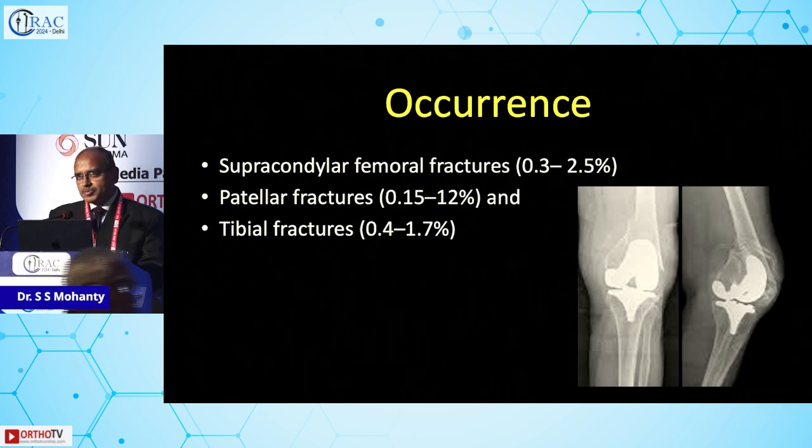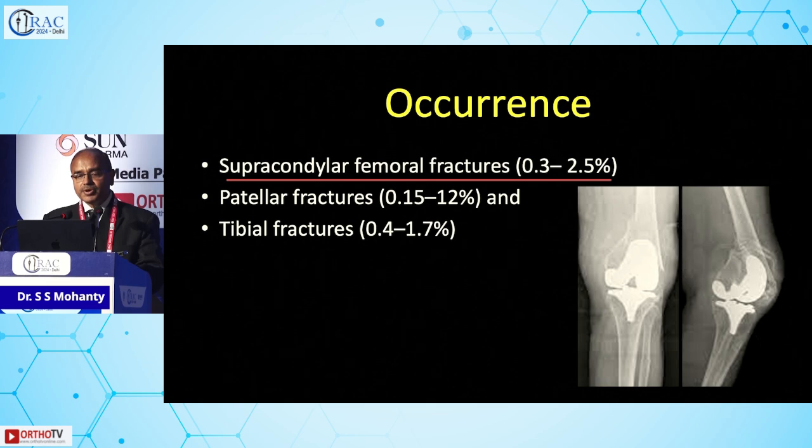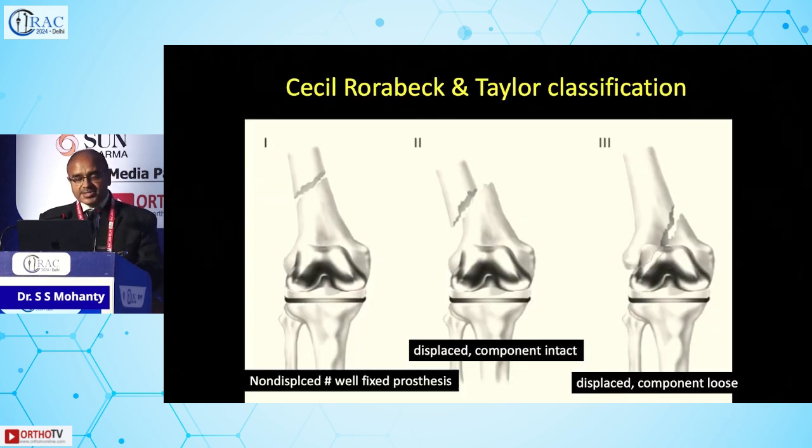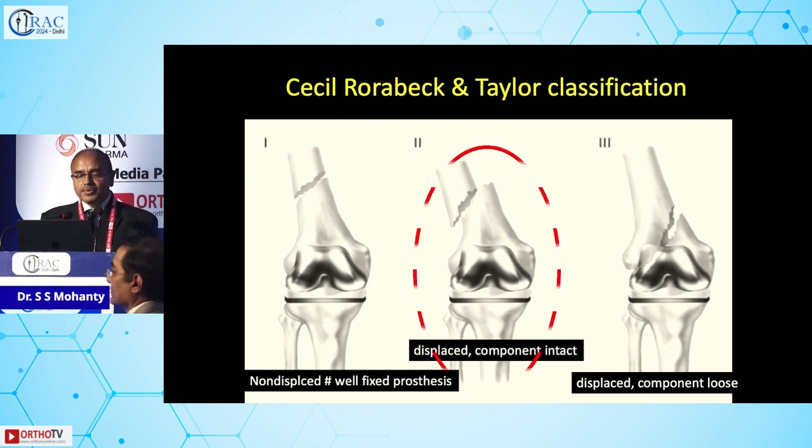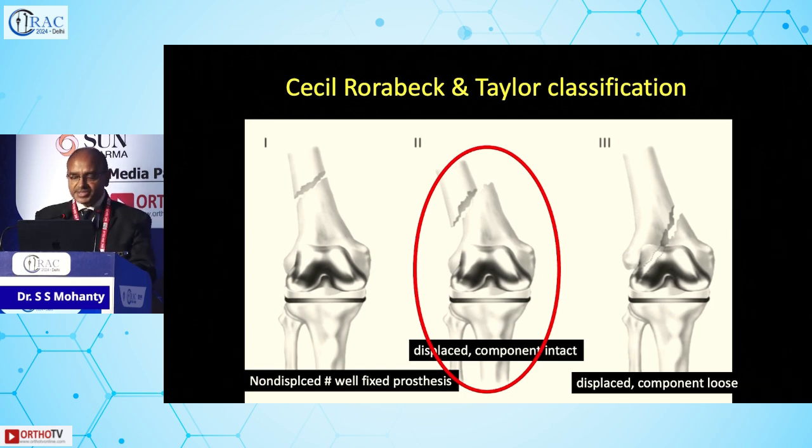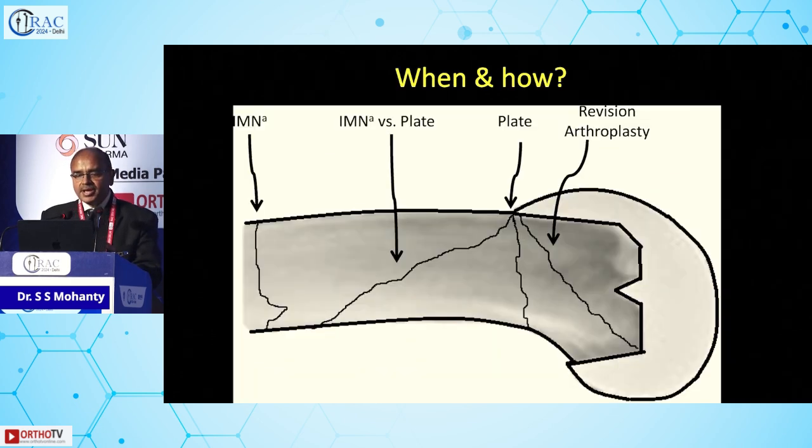Out of all periprosthetic fractures, supracondylar femoral fractures are the commonest, and I am going to focus on the supracondylar femoral fractures only today. There is the Rorabeck classification which holds good. Type 2 is displaced with the components intact, and it requires some kind of internal fixation. Type 3 is displaced with loose components, and it requires some kind of replacement.